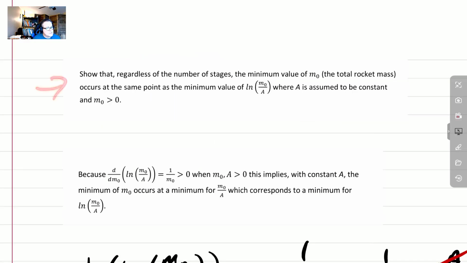The next thing that I wanted to accomplish as a little step along the way here is just show that regardless of the number of stages, the minimum value of m0, being the total rocket mass, occurs at the same point as the minimum value of this expression, where a is a constant and m0 is greater than 0. And actually I need to include that a is bigger than 0 as well. It's positive. So the reason that that's true ultimately is just because the natural log is a strictly increasing function, and the minimum value of the input corresponds to the minimum value of the function.